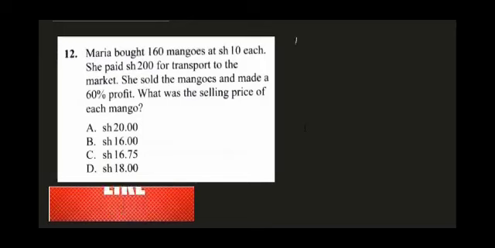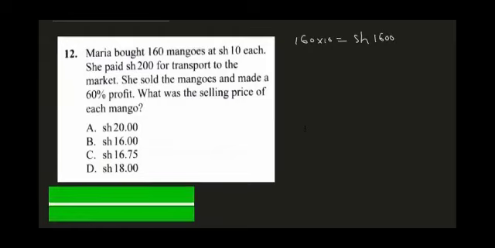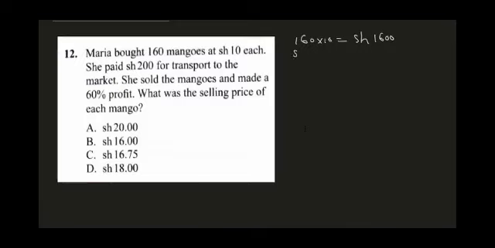Now, she bought the mangoes, that's 160 times 10, which is going to give us 1,600 shillings. Now, she took transport of 200. So that would be 1,600 plus 200. That's going to give us what? 1,800 shillings. Now, that means her cost price is going to be what? 1,800 shillings.